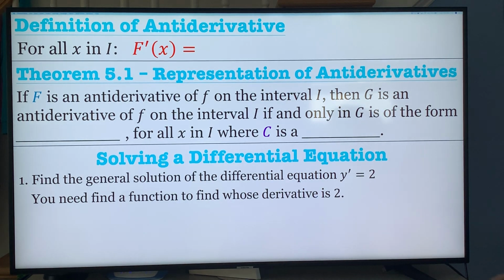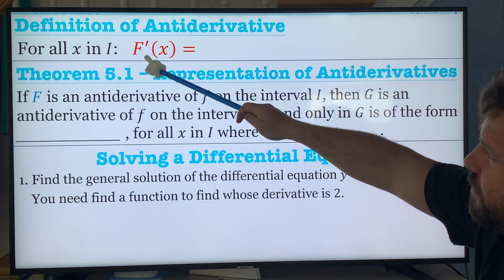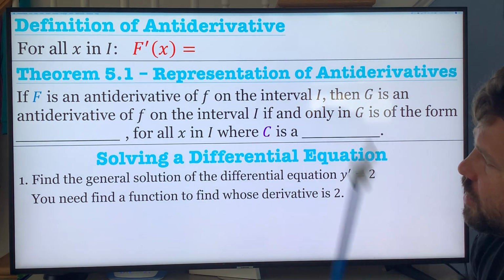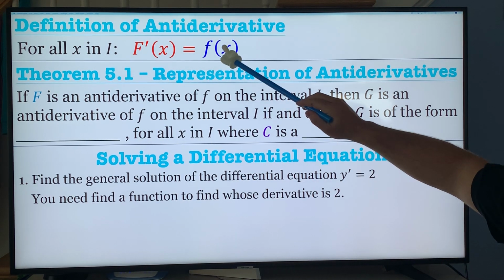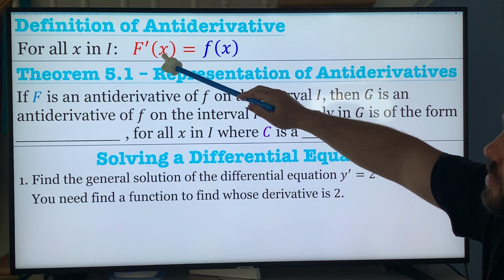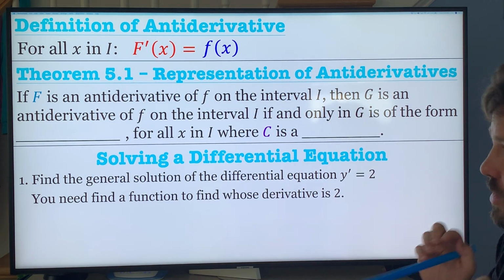First thing, what is an antiderivative? Well, it's known as f prime x. That little mark there is prime. Remember that from finding derivatives. Antiderivative is what it says. You're going backwards. Instead of taking a function f of x and finding the derivative of it, you're going to take the derivative and find what the original function was.